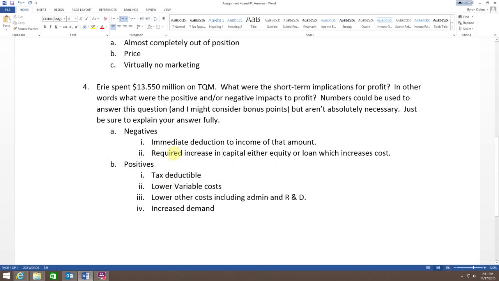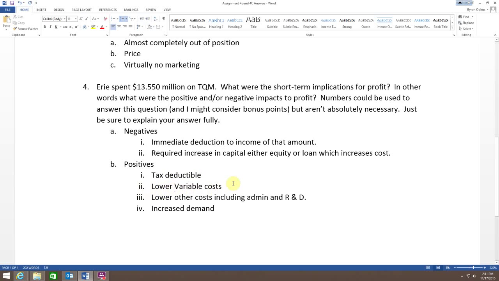The positives are, and they're huge. You've got a $13.5 million that comes not quite off the bottom line, but pretty close. That's a huge amount of money that you're expending, but at the same time you get to deduct that from your taxes, right? And so that's a tax deductible thing, which will lower your taxes, which can be good.